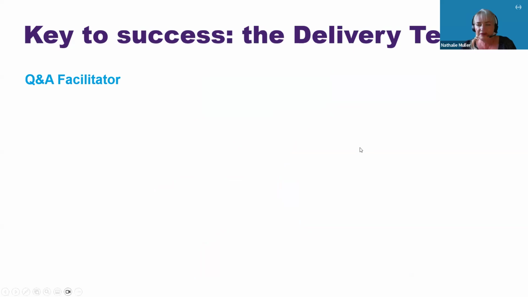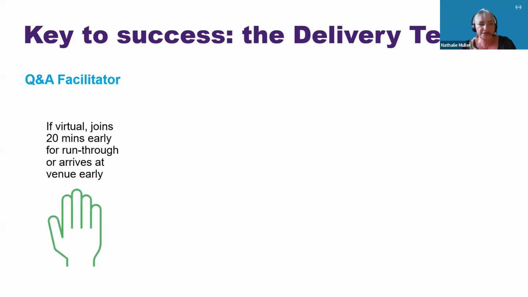The next one, really key, is the Q&A facilitator. We don't want the event chair or the tech host, for instance, to do all of these roles or try and cover them. It's really important they're clearly defined and delegated out because there's much to do for each person on the delivery team. So the Q&A facilitator, if it's virtual, joins 20 minutes ahead of time to do the run through or arrives at the venue earlier, just like the event chair.